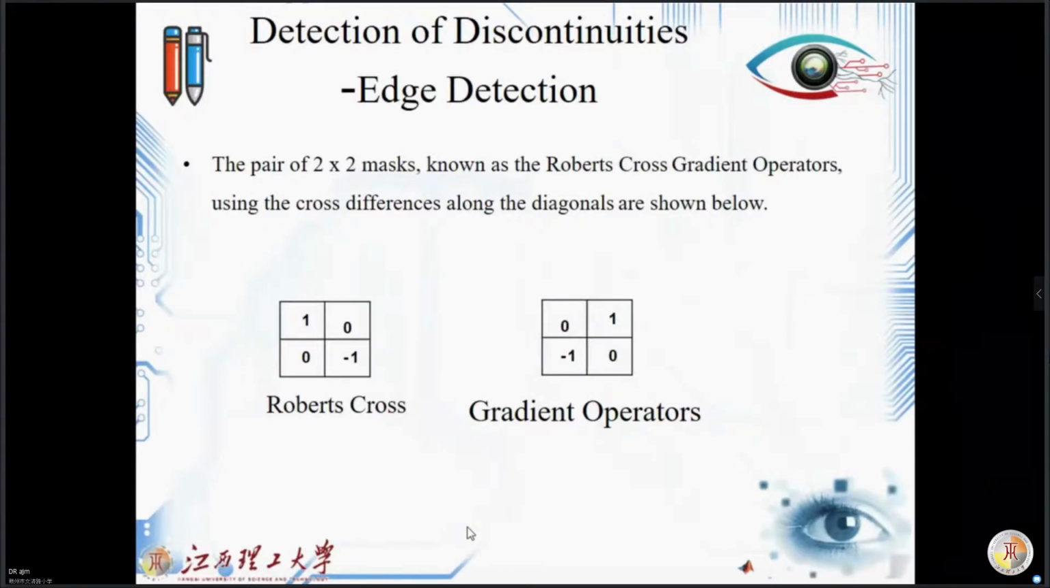It means that if this 2 by 2 has the values 1, 0, 0, minus 1, we know it as the Roberts cross, and the other gradient operator has the values 0, 1, minus 1, 0, as shown in the matrices below.